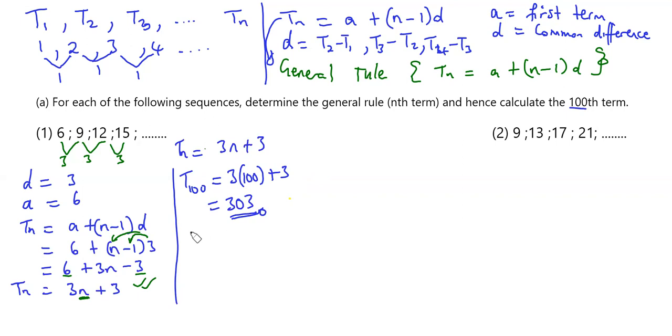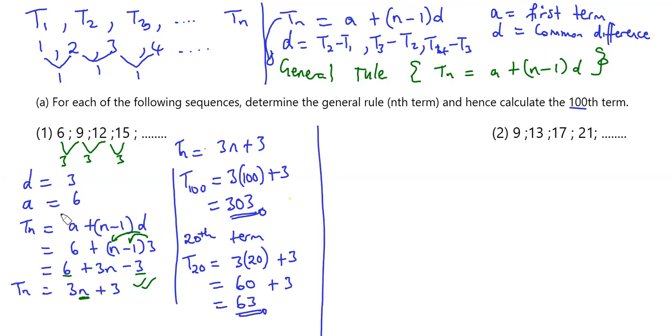What about if they say the 20th term? Okay, let's say they want the 20th term. What you're going to do, you're going to say T20 is equal to 3 in bracket 20 plus 3. Then 3 times 20 is 60, plus 3, then it's going to be 63. That's going to be your value there. Okay, so that's your answer. Let's see if we can go to the next question.